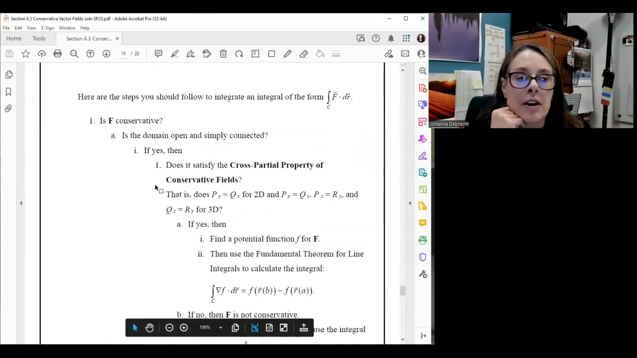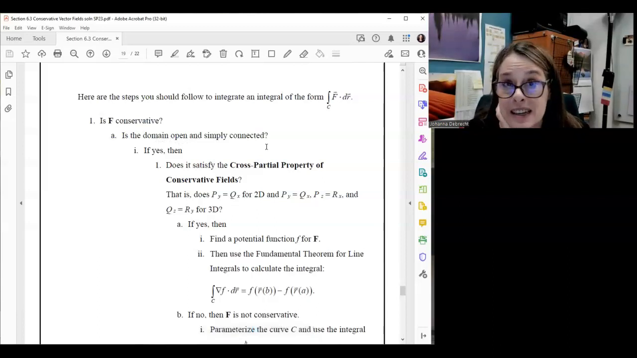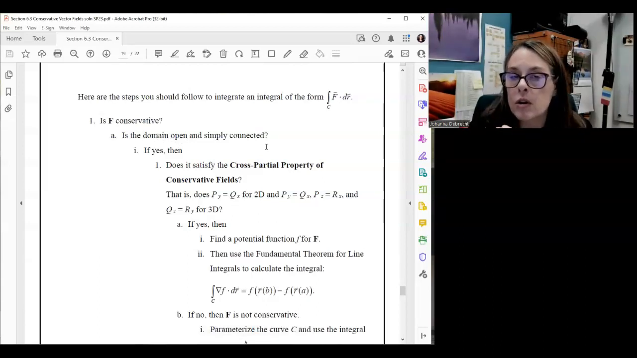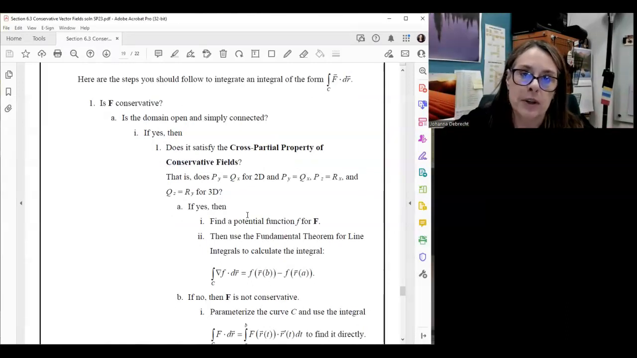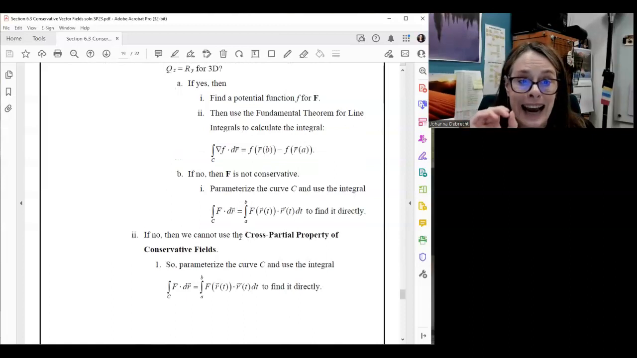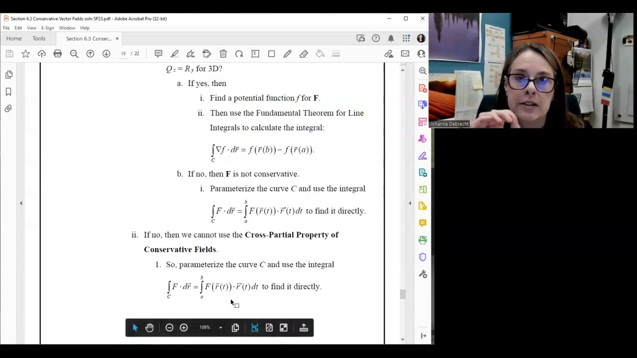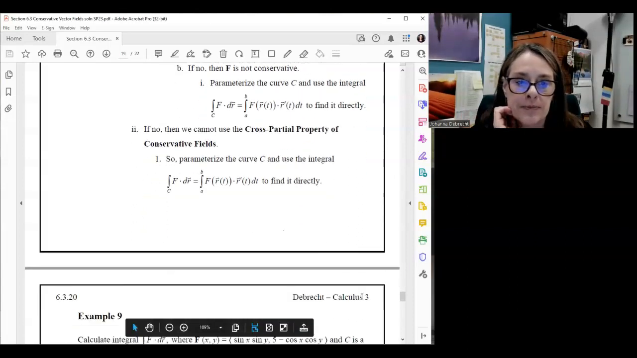Now, what if our answer to the question, is the domain open and simply connected, is no? What if we have a hole in our two-dimensional domain? Or we have a tunnel in our three-dimensional domain? Or what if the domain consists of two separated regions and you can't get from point A to point B without leaving the region? If we have one of those cases, then again, we have to do what we would do if it's not conservative. We have to parameterize the curve and evaluate it directly as a vector line integral.